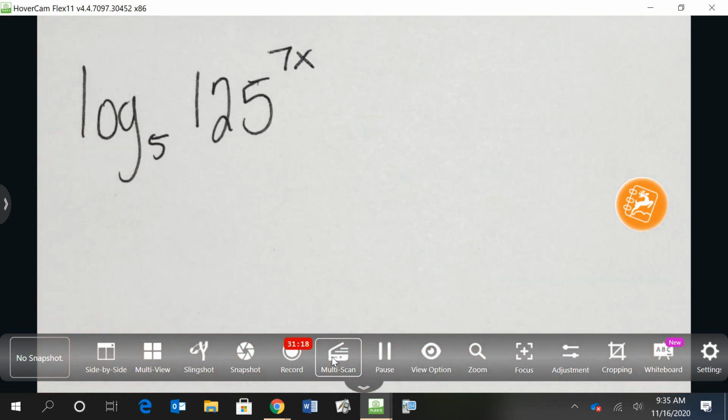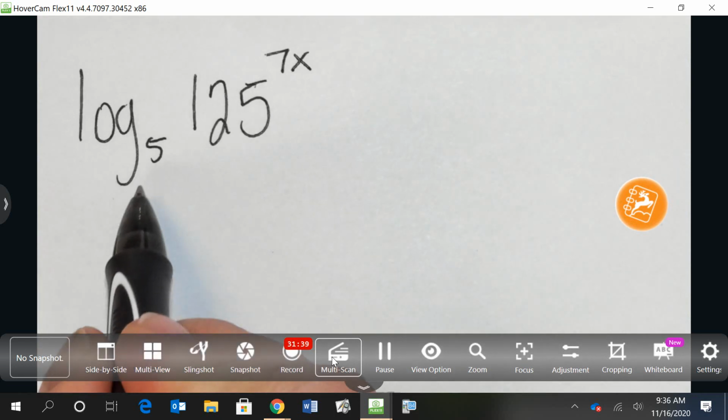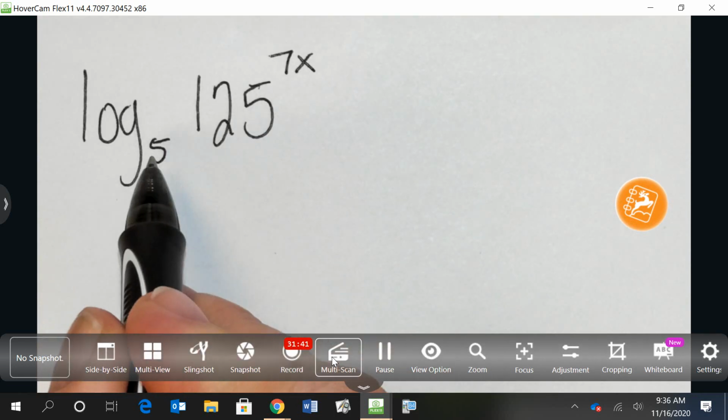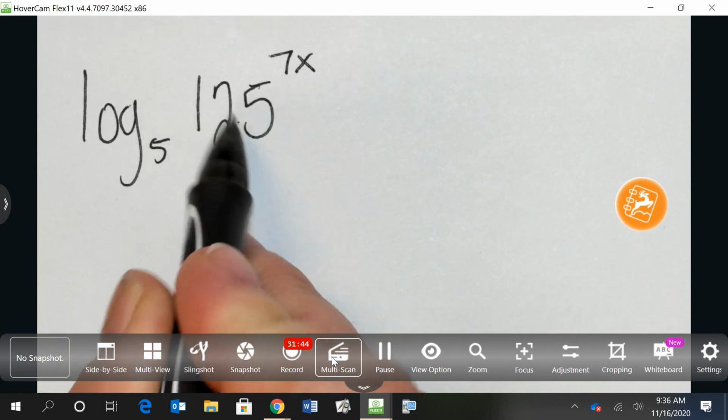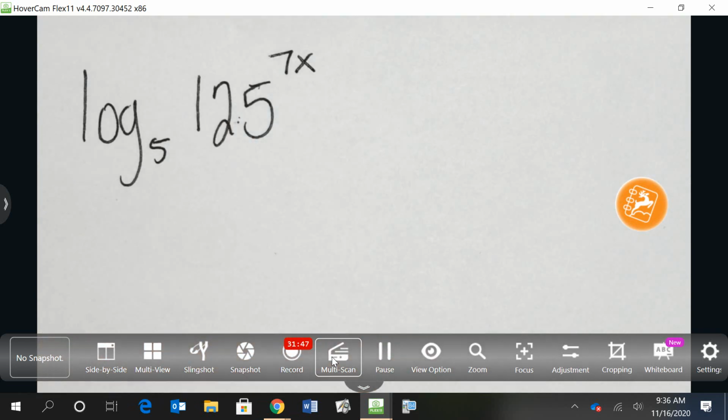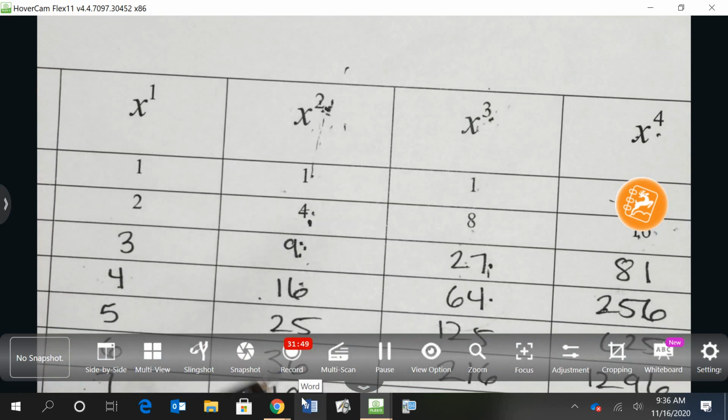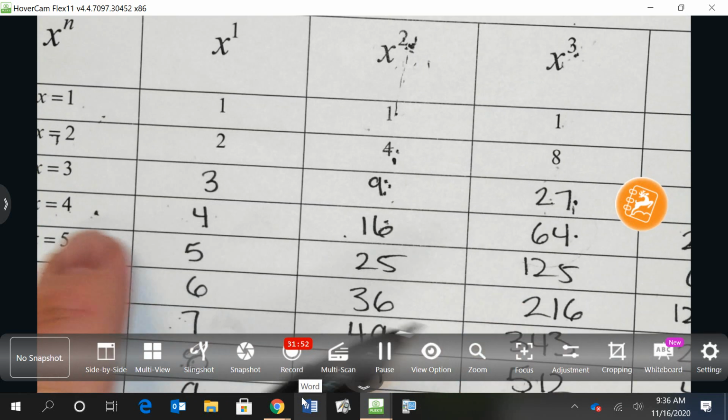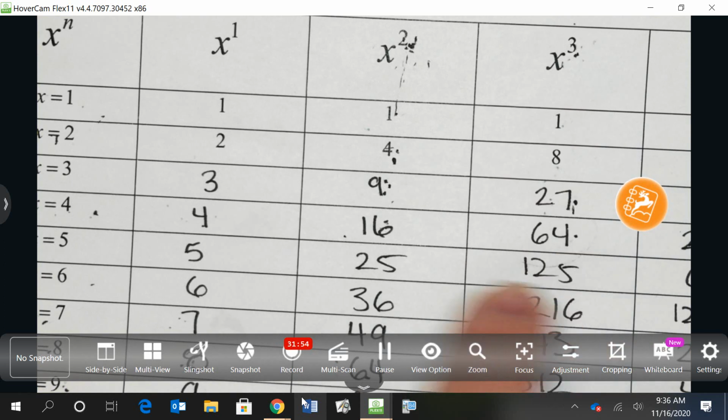Please simplify this expression. Okay, so how can we do this? So again, I want to rewrite this. If I can't rewrite this with a base 5, then there's nothing I can do. So I come over here and I find the 5's and I go, oh, okay, 125. I can rewrite 125 as 5 cubed.